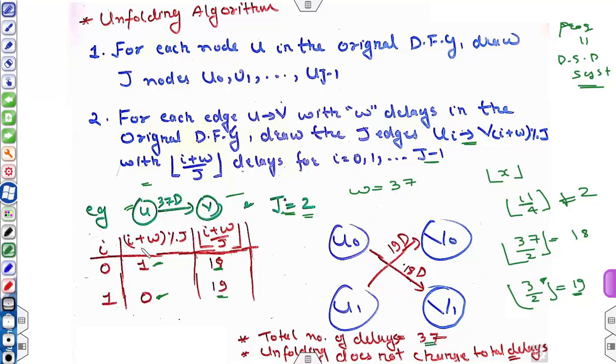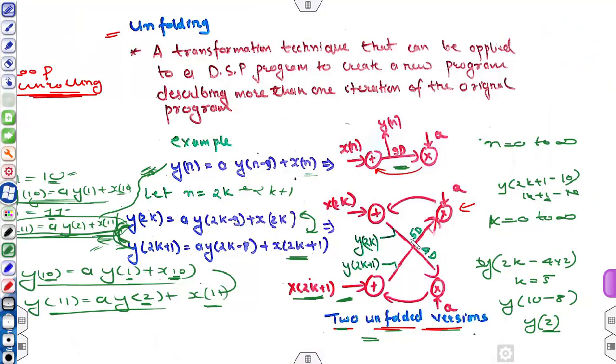Okay, and this is same, so unfolding does not change total delays. In this circuit the total delay was 5 plus 4, 9, and in the original circuit it is also 9. So by using the same algorithm I will transform this circuit to this one.